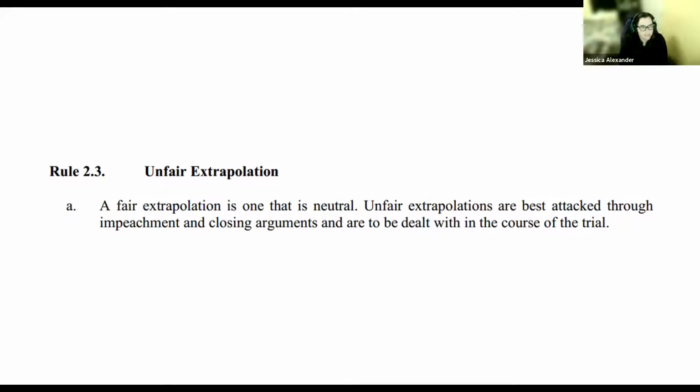Sort of in line with the previous rule about witness statements, there is a rule against unfair extrapolation. A fair extrapolation is one that is neutral. Unfair extrapolations are best attacked through impeachment. Closing arguments are to be dealt with within the course of the trial. That second part is what I want to highlight, being dealt with within the course of the trial.